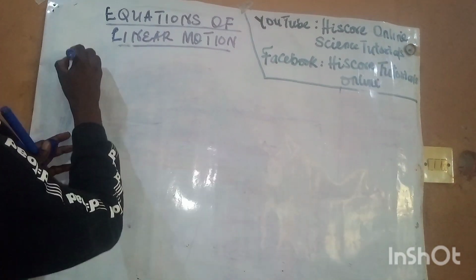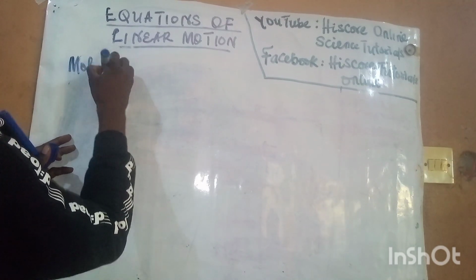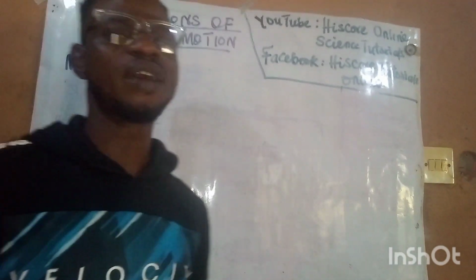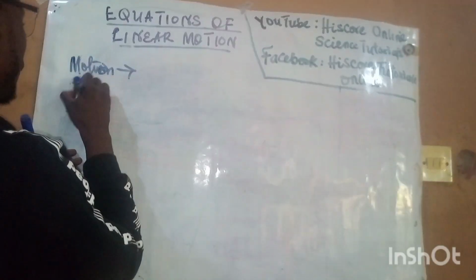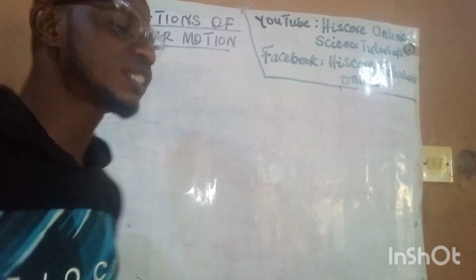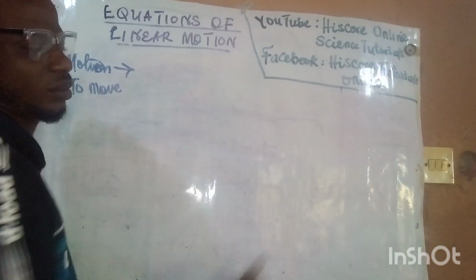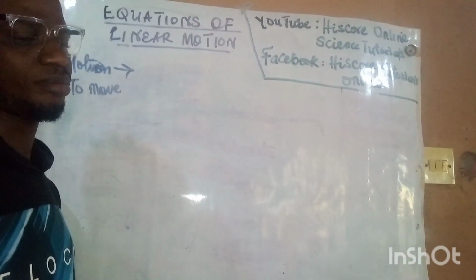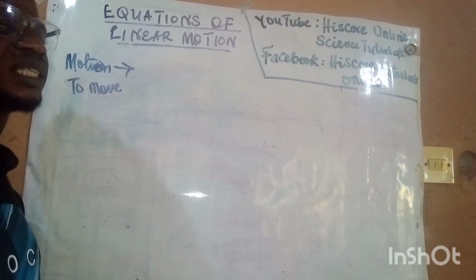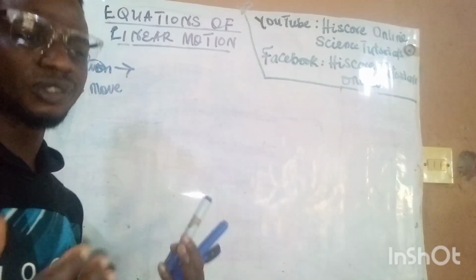Alright, talking about the word motion. Motion is an English word, a noun. It's a noun derived from a verb, to move. And to move means to change position, to change location. So in physics, motion simply occurs when a body changes its location with respect to time.